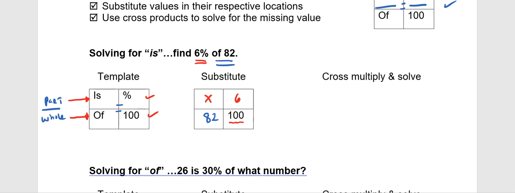Now all I need to do is my cross multiplying. So I'm going to do the 100 times x, and that's going to naturally give me 100x is equal to 82 times 6, which is 492.